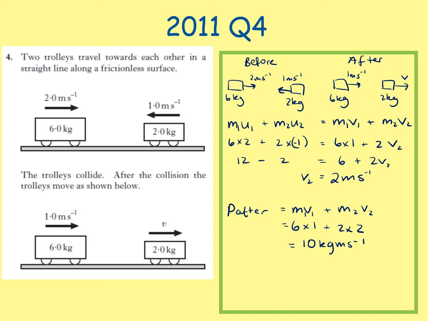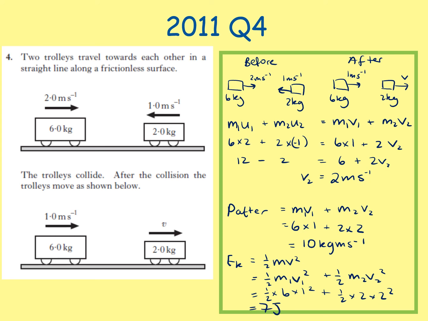We want our total kinetic energy afterwards as well. This is a half mv squared. Splitting this up, we've got a half m1v1 squared plus a half m2v2 squared. This is a half times 6 times 1 squared plus a half times 2 times 2 squared. Putting this all into a calculator, it gives us 7 joules.